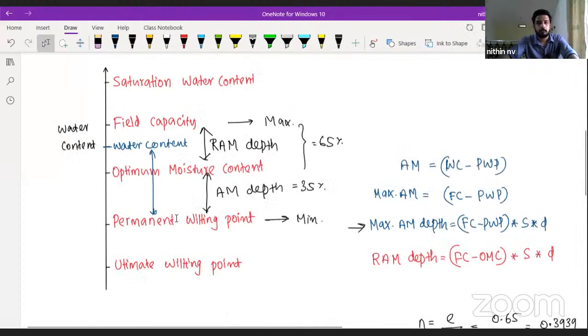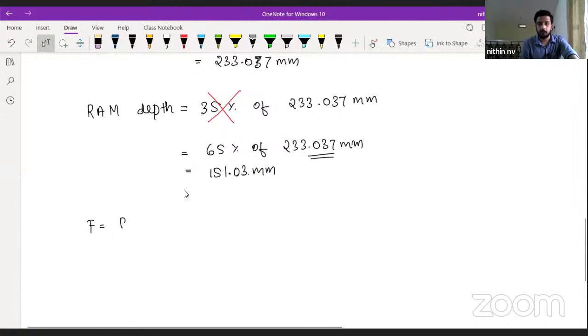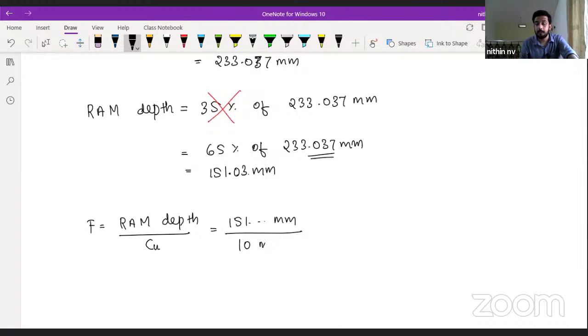The third one, frequency of irrigation. How to calculate the frequency of irrigation? Frequency of irrigation is equal to readily available moisture depth divided by consumptive use. So that is nothing but 151.1, whatever you got, divided by the consumptive use, which is given as how much? 10 millimeters. Daily consumptive use means 10 mm per day. How much will you get? 15.1 something, right? Yes.